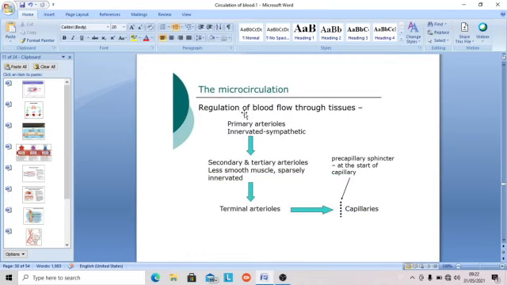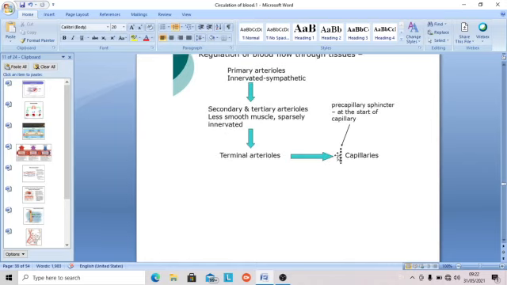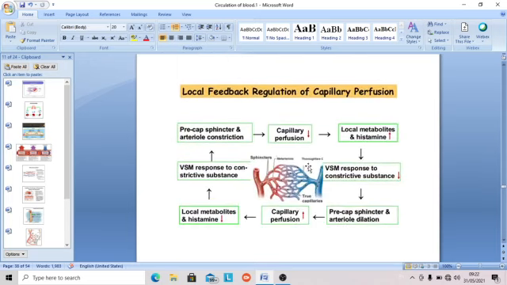This is how it is regulated through nerves. Primary arterioles are innervated by sympathetic nerves. Secondary and tertiary arterioles have less smooth muscle and are sparsely innervated. Then there are precapillary sphincters at the start of the capillary and terminal arterioles. These are regulated through nerves, and those that are not innervated are regulated through metabolites. They are controlled this way and they regulate the flow to the capillary.